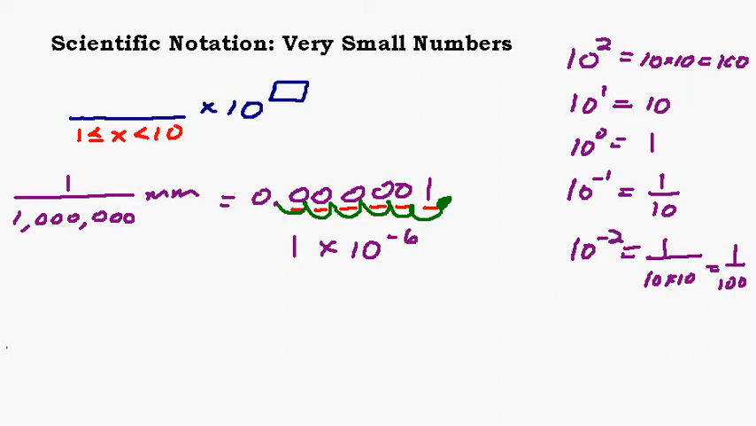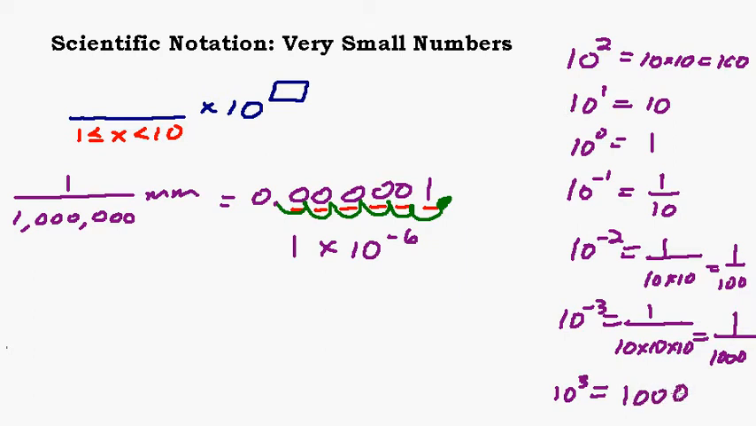10 to the -3rd power is 1 over 10 times 10 times 10, which is 1 over 1,000. So negative exponents are defined as reciprocals. 10 to the -3rd is the reciprocal of 10 to the 3rd. 10 to the 3rd is 1,000, 10 times 10 times 10. 10 to the -3rd is 1 over 1,000. So that's why we have these very small numbers with negative exponents, because they represent very small fractions, like 1/1000th. 1/1,000,000th is 1 times 10 to the -6, because 10 to the -6 is 1/1,000,000th.